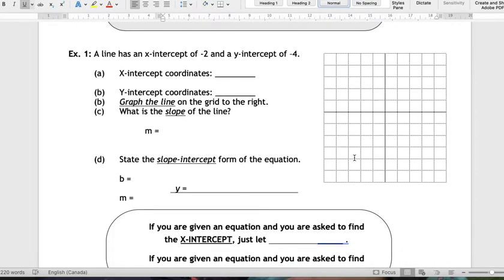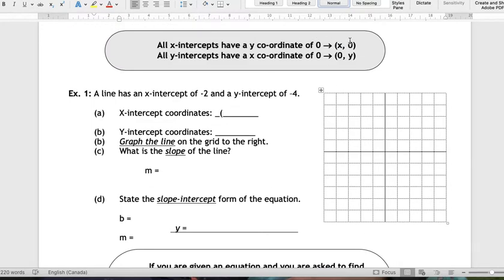Example 1 says a line has the x-intercept of -2 and a y-intercept of -4. So the coordinates of the x-intercept, if we use our instructions up here, are x equal to -2 and y equal to 0. The coordinates of the y-intercept would be x equal to 0 and y equal to -4.